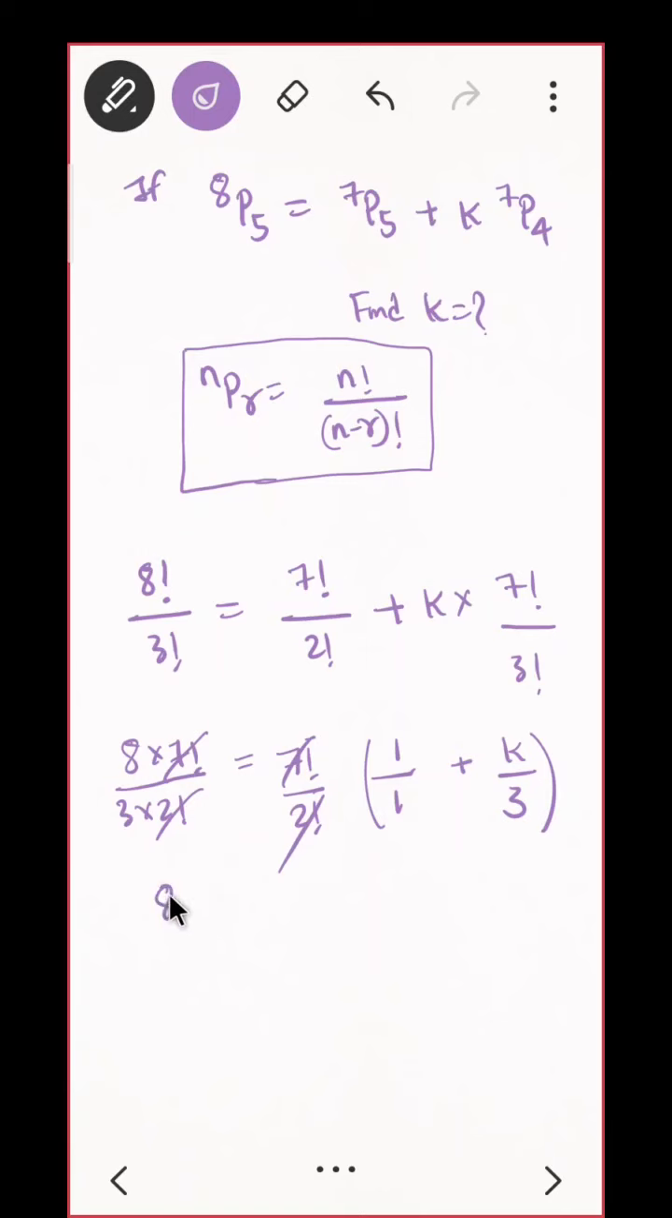So what is this? 8 by 3 is equal to (3 plus k) upon 3. So 8 is equal to 3 plus k. So k is equal to 5. Very good. Is that okay? Is that clear, everyone? Nice. Whenever you have to compare this factorial thing, try to look at the numerator and denominator, try to work something like that. It will be easy.